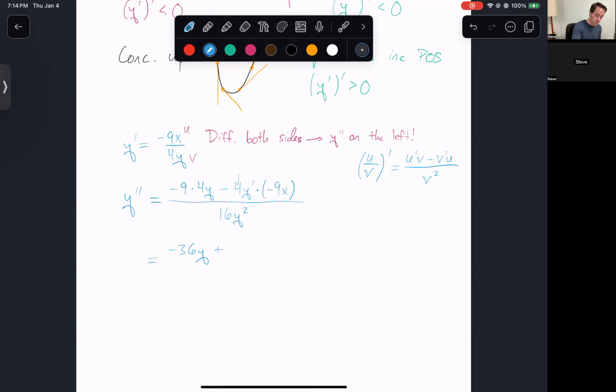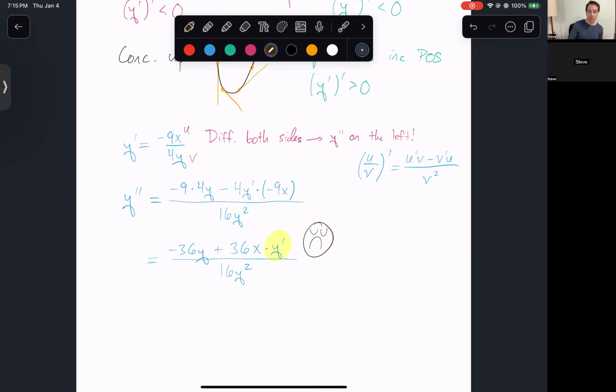Then x times y prime. Look, you've got the variable of x here and the variable of y prime here. Now, it's not okay to include y prime in the formula for the second derivative. So what I'm going to do is this. I'm going to write it for now, but this, that is sad face. We can't have that.